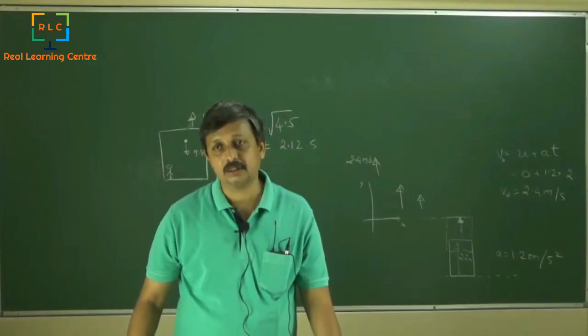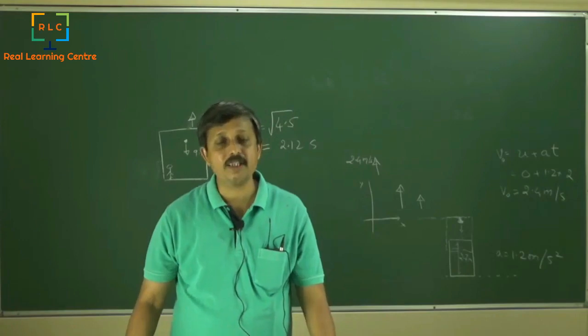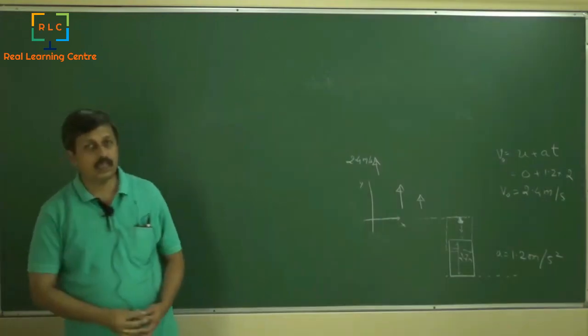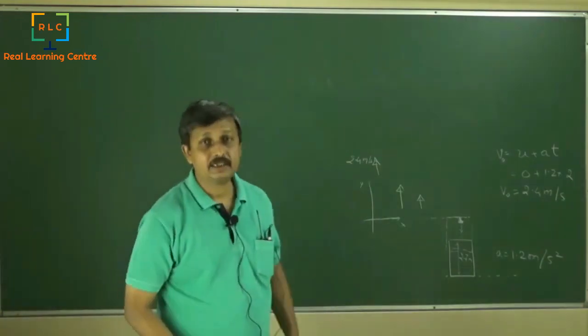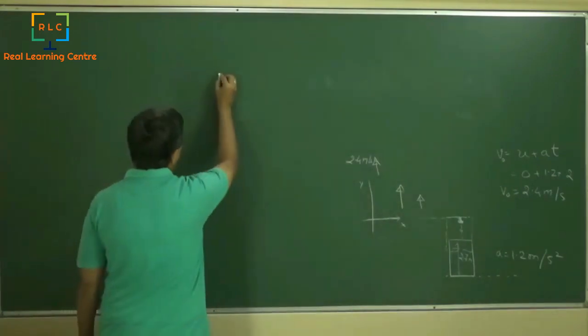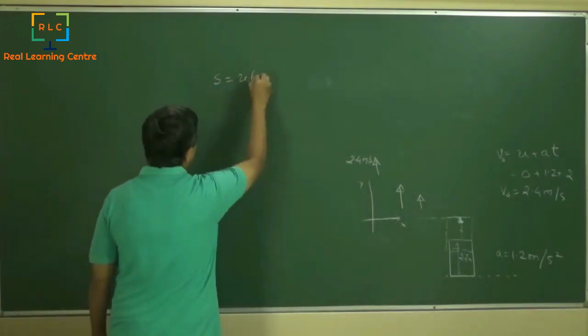2.5 meters. So just find out now. Only the acceleration is now to be taken as 11, so S is equal to ut plus half at square.